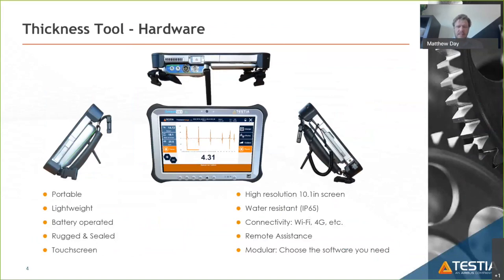The hardware shares a similar platform to our conventional UT and eddy current system. So the front end is pretty much the same. It's portable, lightweight, battery operated. It's a rugged Toughbook, 10.1-inch touchscreen, water resistant, full connectivity. It's modular, which means that we can add and remove software, and it's compatible with our remote assistance, which we have another webinar for same time next week.